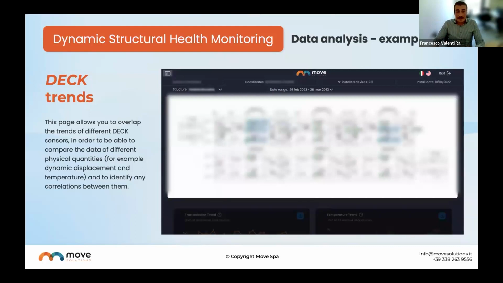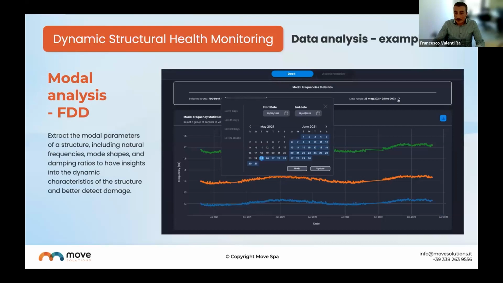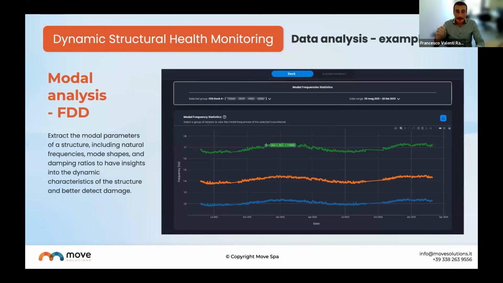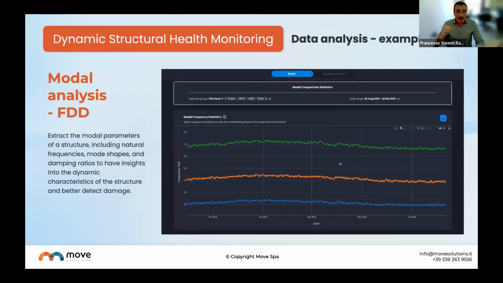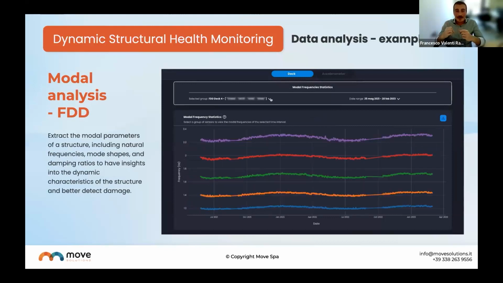Then we have the FDD, the modal analysis part. Modal frequency tracking is able to automatically monitor the variation of the vibrational modes over time. So from the accelerometric or displacement data, it's possible to extrapolate the daily frequencies and the modal shapes using the FDD, the frequency domain decomposition technique. Then the frequencies are highlighted over time for each axis, allowing the end customer to distinguish the natural frequencies of the structure from outlier or spurious frequencies.